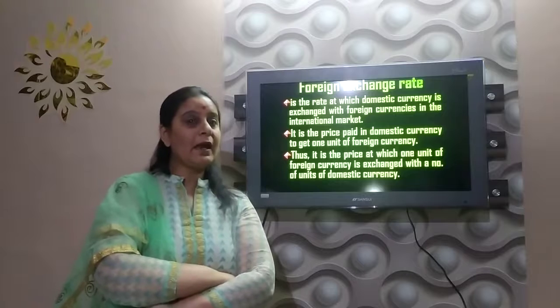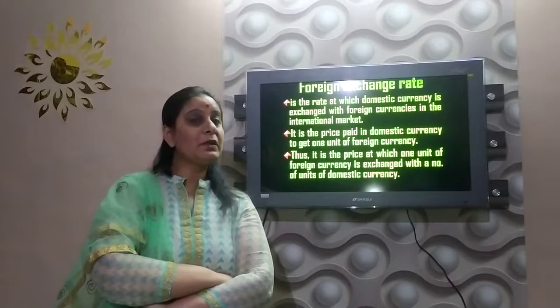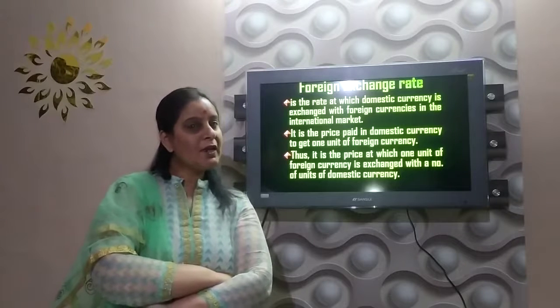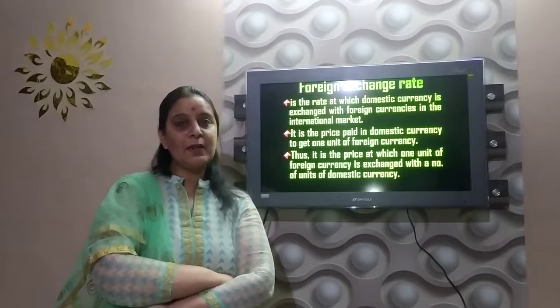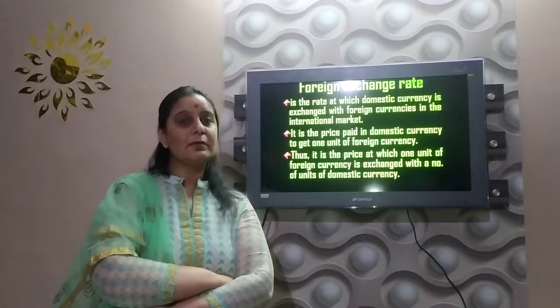We need to understand that there are two commonly practiced methods by which the foreign exchange rate is determined: fixed exchange rate system and flexible exchange rate system. We need to understand both these systems.